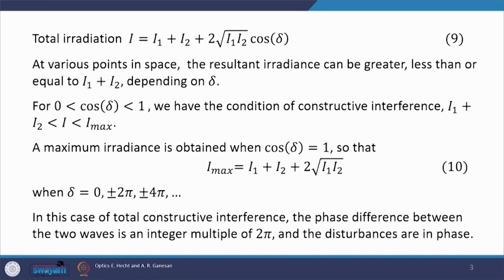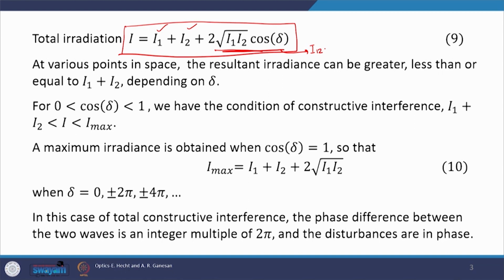We calculated the expression of total irradiance. This equation number 9 we already derived in the last class, where I1 and I2 are irradiances due to source 1 and source 2, which have electric field contributions E1 and E2 at the point of observation P. And this is the interference term, which we named I12.